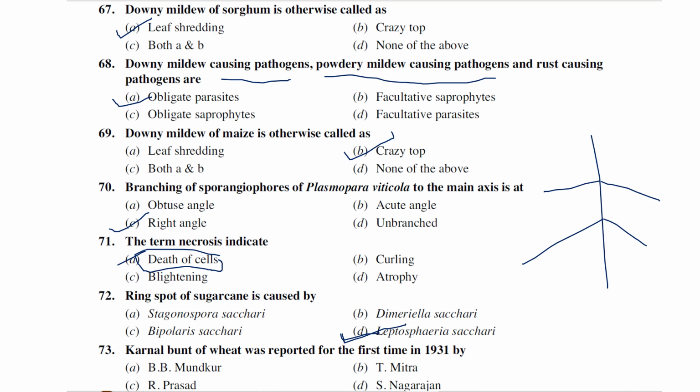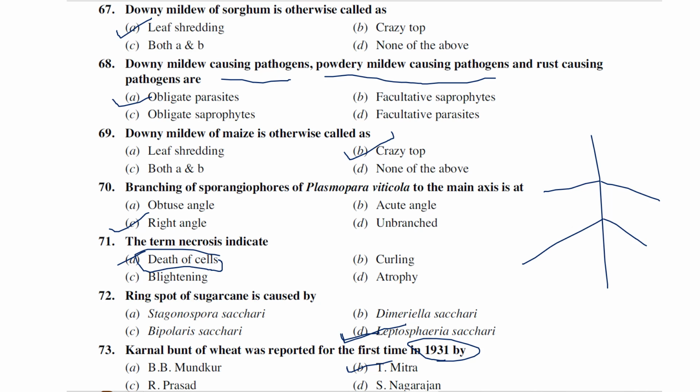Kernel bunt of wheat was reported for the first time in 1931 by, this is the most repeated question, T. Mitra in 1931 at an agriculture station in Karnal district. That's why it is known as Karnal bunt, which is caused by Tilletia indica. Later the name was changed to Neovossia indica by Mundkur, and again changed to Tilletia indica. In the literature, both names Tilletia indica and Neovossia indica are being used. So it was first discovered by T. Mitra in 1931.